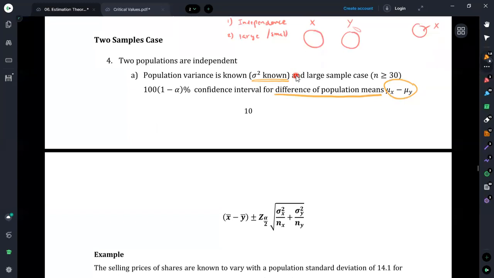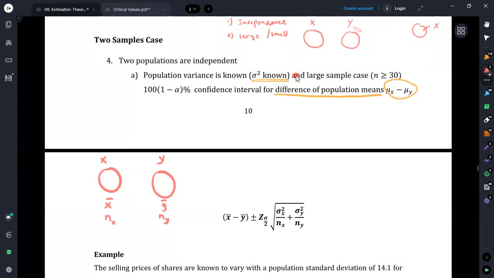If you consider these two samples, since they are coming from two independent populations, the samples would also be independent. If we name our samples as x and y, this is our sample x, and this is the sample y. The sample mean for sample x is denoted as x bar, and the sample mean for sample y is denoted by y bar. The number of observations in sample x is denoted by nx, and in sample y by ny.